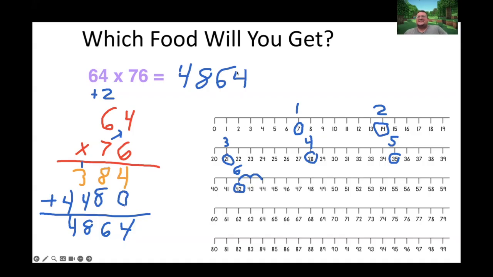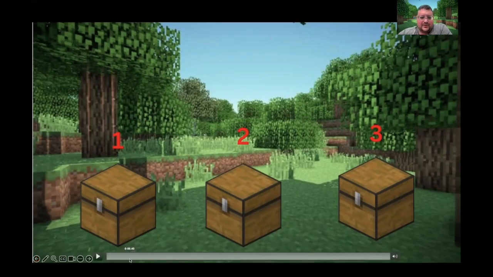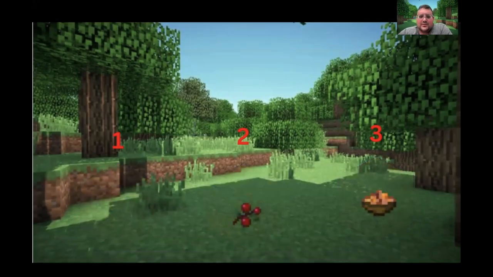Now it's time to check to see which food you will earn. All right, here it is. One of these has the sweet berries, one of these has the rabbit stew, and one has nothing. Make your final selections. We're going to see in 3, 2, 1. And there it is. Number 3 has the rabbit stew. Number 2 has the berries. And if you picked number 1, you didn't get any food at all.